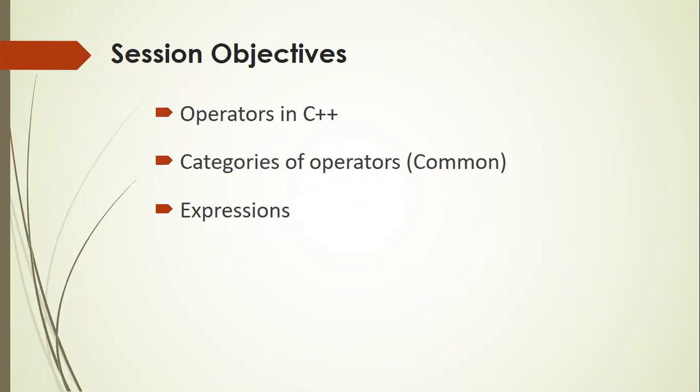In today's class, we study what operators are, what the different categories of operators available in C++ are, what is meant by expression, and how to use operators in an expression. One thing you should know is all the operators available in C language are available in C++ also. But C++ has some additional operators. In today's class, I will explain only the common operators among both C and C++.